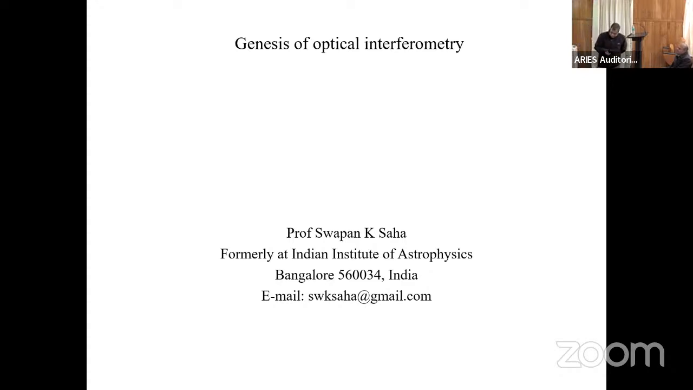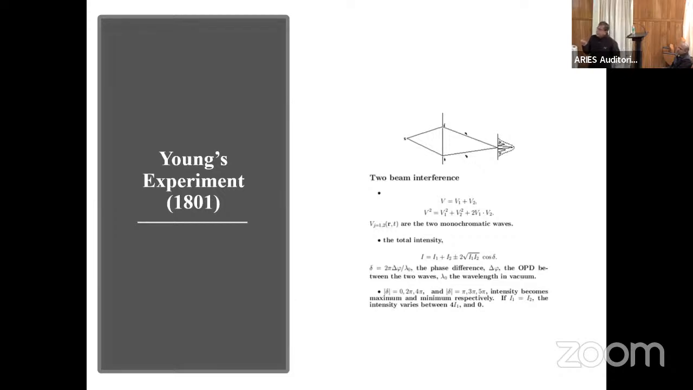So I gave this title to start with how interferometry started from Young's days onwards. Young, 1801. What he did was allow sunlight to fall on a mask with two pinholes, and he saw white and dark bands on the screen. He analyzed that light plus light is 4I, and light plus light is 0. The fringes you can see are in phase.